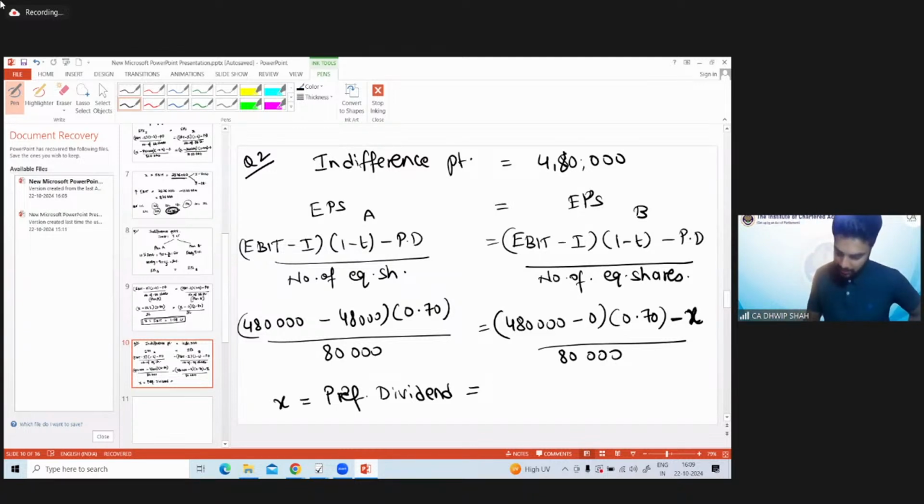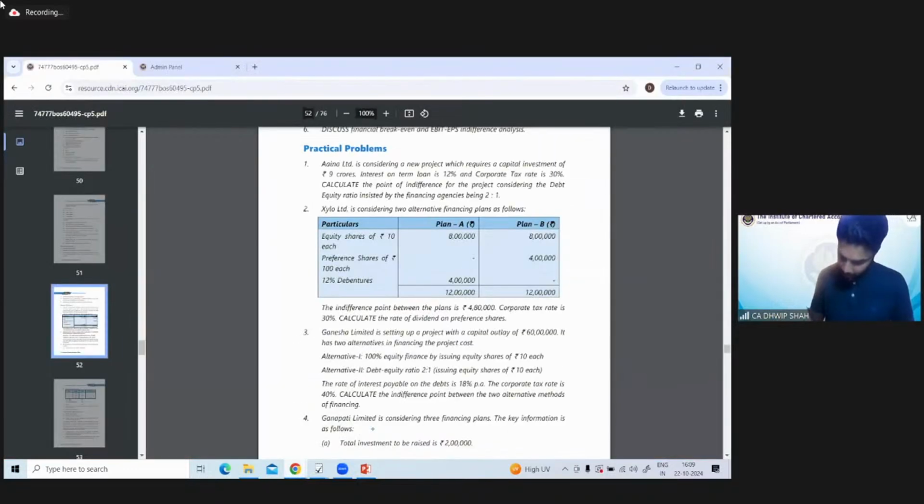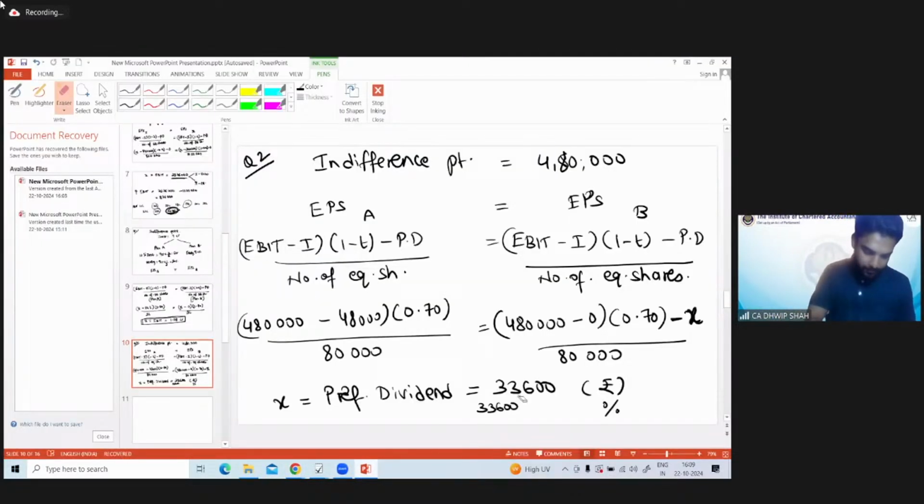Yes, correct. 33,600. Everyone, preference dividend amount is 33,600. So this is in rupees. They have asked to calculate in percentage. So can I say it would be 33,600 divided by 8 lakh? No, sorry, it's not 8 lakh. It's 4 lakh. Divided by 4 lakh, which comes to how much percent? 8.4%. Correct. So my preference dividend rate is 8.4%.